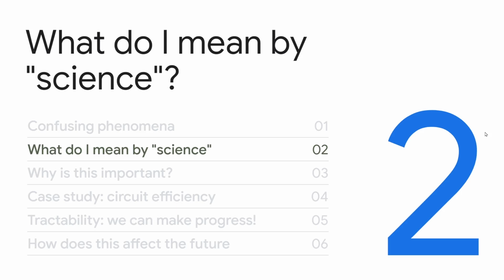Okay, so what do I mean by science of deep learning? I'm going to be ambitious here and put up a picture of The Structure of Scientific Revolutions, which, for anyone who's not read this, I would highly recommend. It talks about paradigm shifts. In fact, it kind of popularized the term paradigm shift in science.